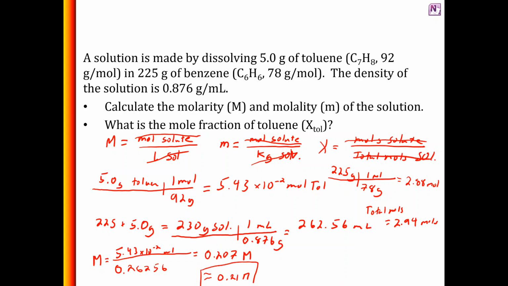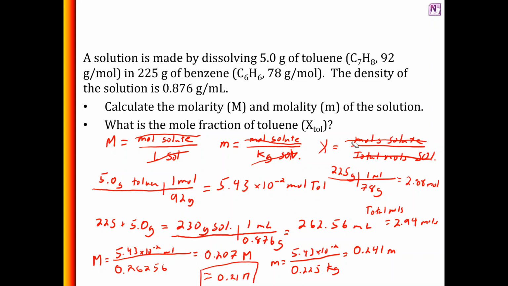Make it bigger. Our molality, so little m, is moles of the solute, so again, 5.43 times 10 to the minus 2, over kilograms of solvent. They gave us a mass of solvent, so we just have to convert it to kilograms, so 0.225 kilograms. So little m is 0.241, 0.241 little m.